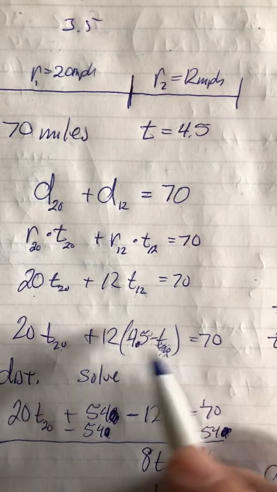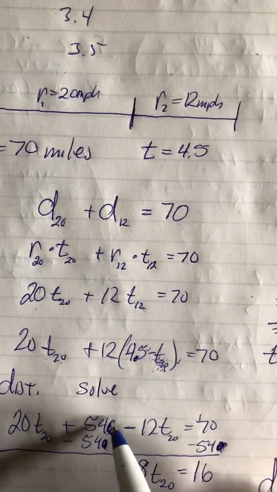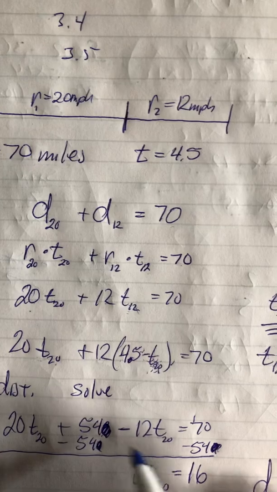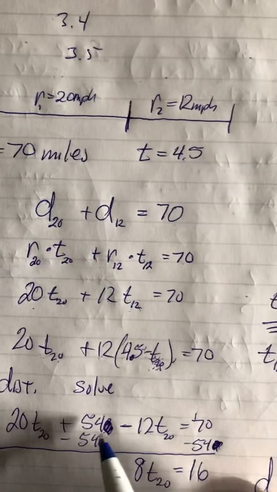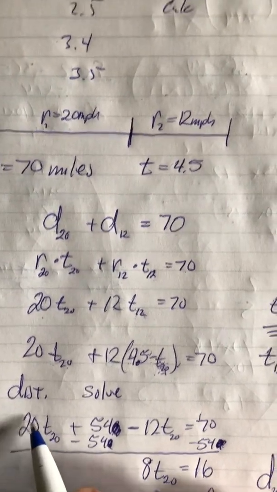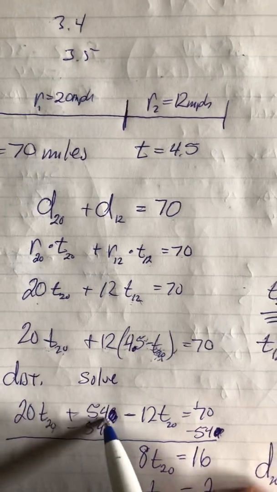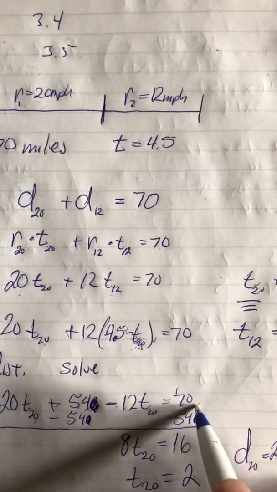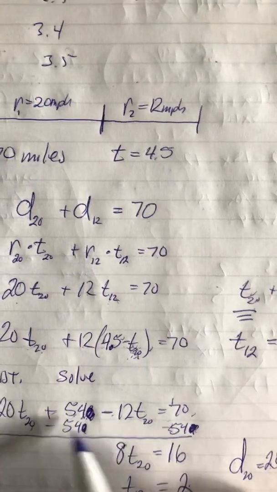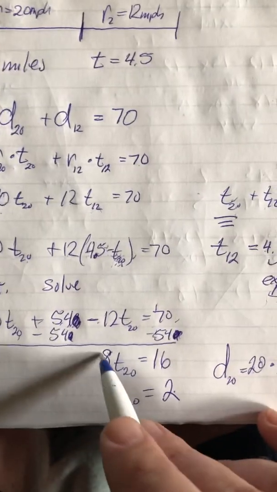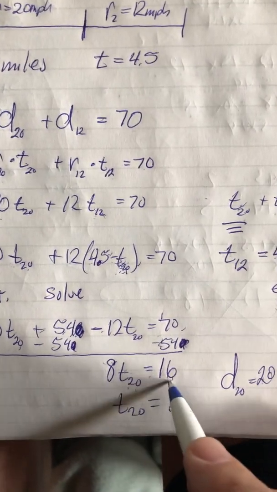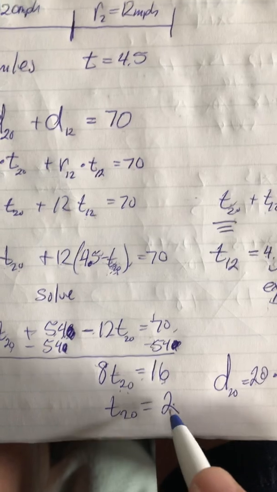Okay, I'm going to distribute the 12. I wrote something sloppy there on all three of them, so I just scribbled them out. It should read 20t20 plus 54 minus 12t20 equals 70. Subtracting 54 and combining like terms, I get 8t sub 20 equals 16. Dividing by 8, I get 2.